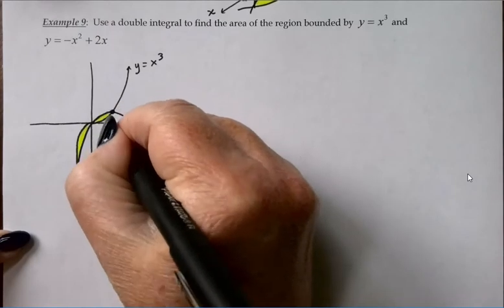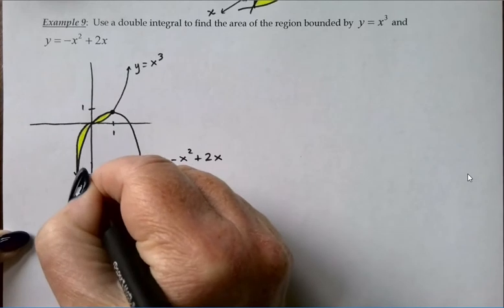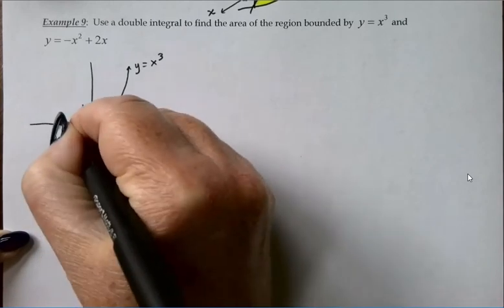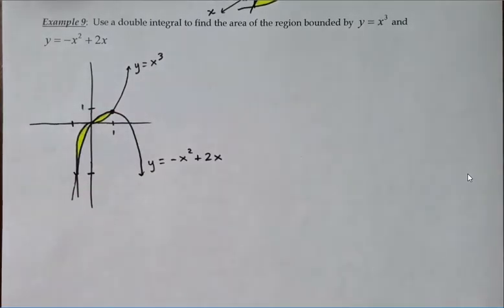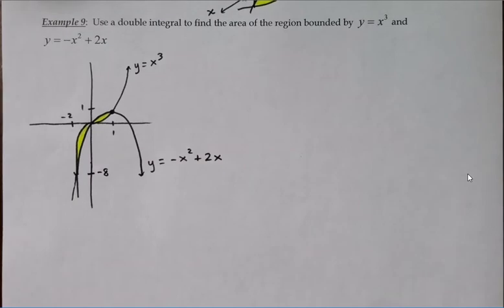This intersection point was at 1, 1. And then this one down here was, I believe, at negative 2, negative 8. And again, you can verify all that with a calculator graph or a Desmos graph.